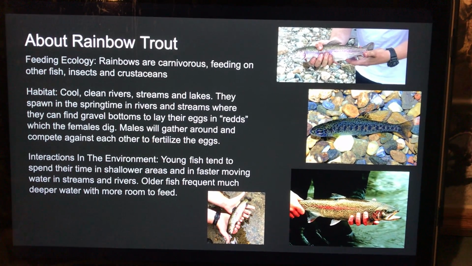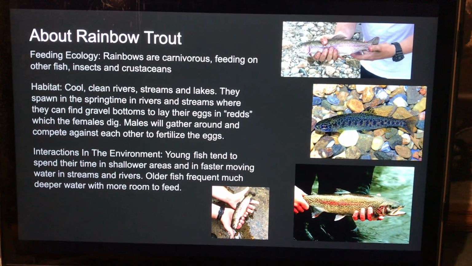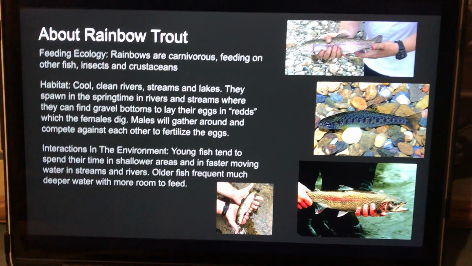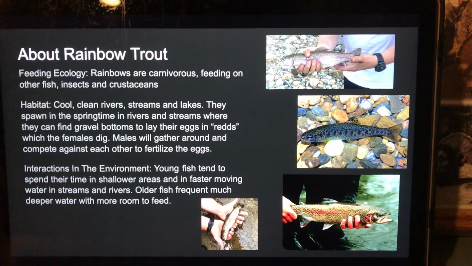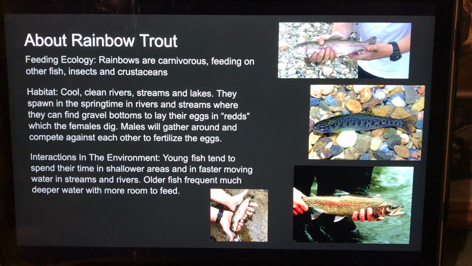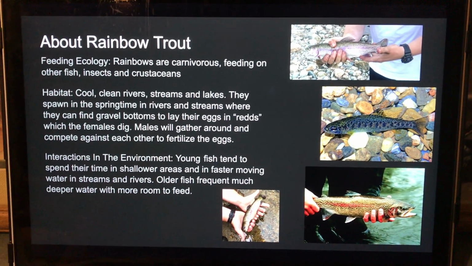The young fish tend to spend their time in shallower areas, in much faster moving streams and rivers, but also in shallower areas in ponds and lakes as well. And then the older fish, once they get a lot bigger, they frequent the deeper water. There's more room for them to move around and feed.